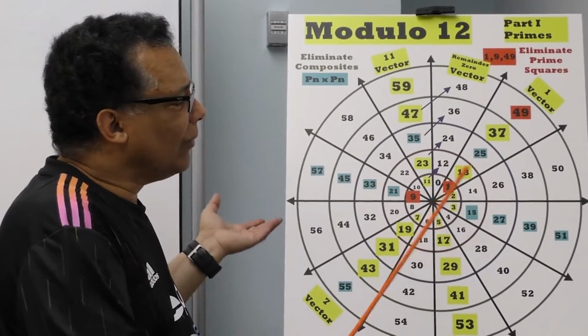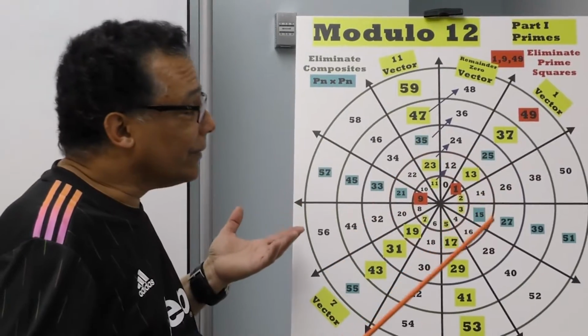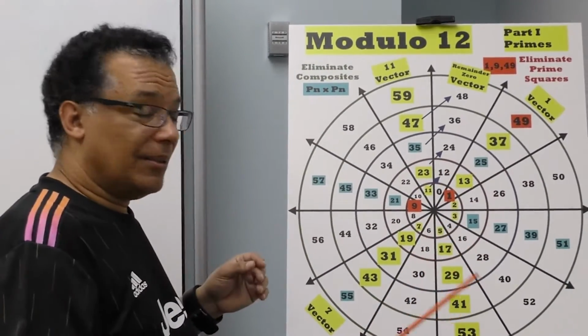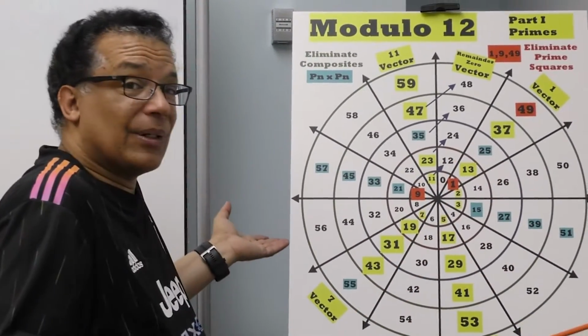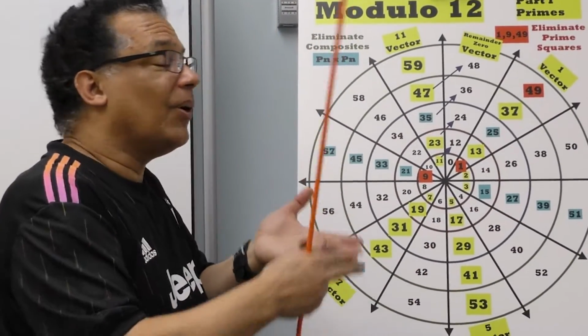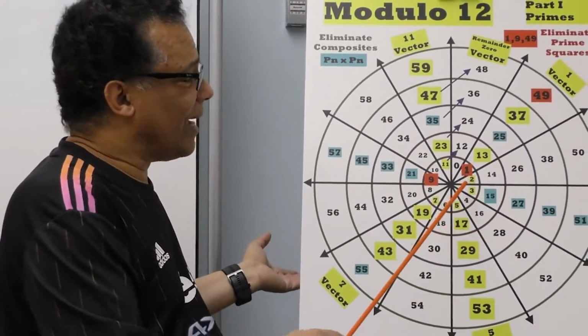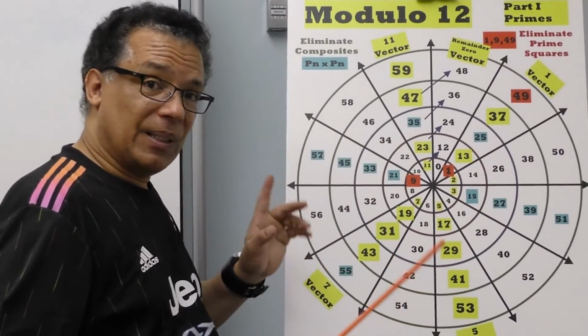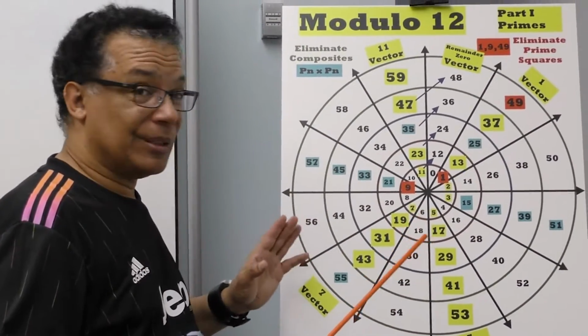Between 2 and 1, there are no factors other than 2 and 1. Between 3 and 1, there are no other factors other than 3 and 1. So the numbers are so small, there's no room for any other factors. That's where a lot of mathematicians make a huge mistake.